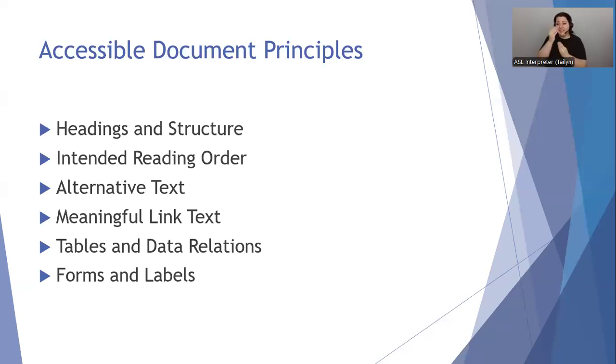Alternative text, so making sure any images, tables, forms, infographics, anything like that has alternative text that communicates to someone who can't see that image. Meaningful link text, so making sure that we're not just giving people a URL that might have a lot of extra characters or is too long, so that a person can understand where that link will go when they click it. And then tables and data relations, making sure that we set up our tables in a way that communicates that information to users so they don't have to try and maintain those relationships themselves in their head.